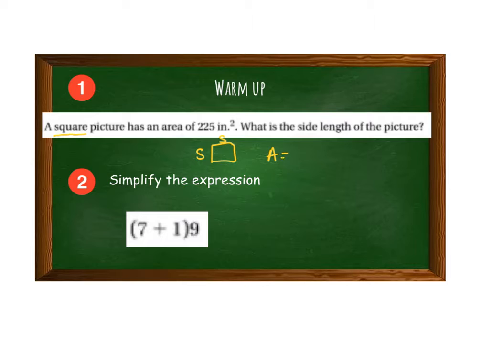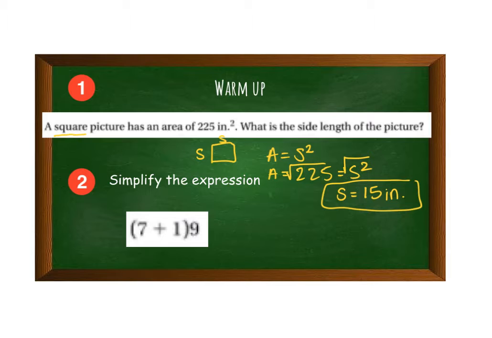To find the area, usually take the base of a rectangle times the height. In this case, for a square, it's the same side, so it's going to be s squared. So our area, we already know, is 225, which is equal to s squared. So all we have to do here is take the square root of both sides, and we get that s equals, the square root of 225 is 15 inches. So that is the side length of the picture.